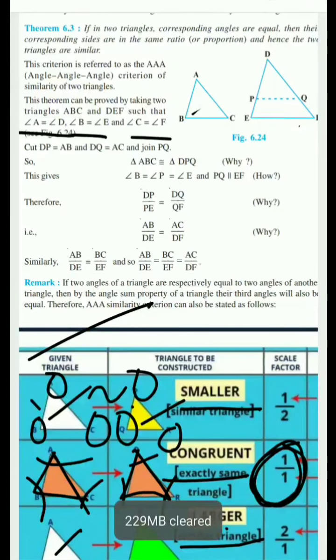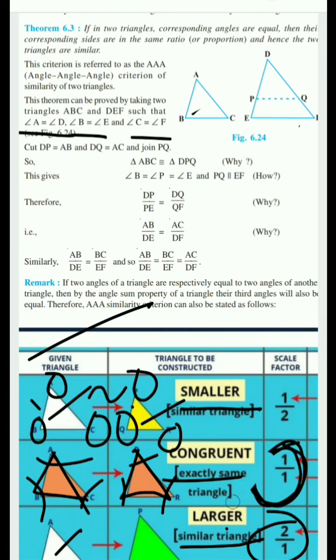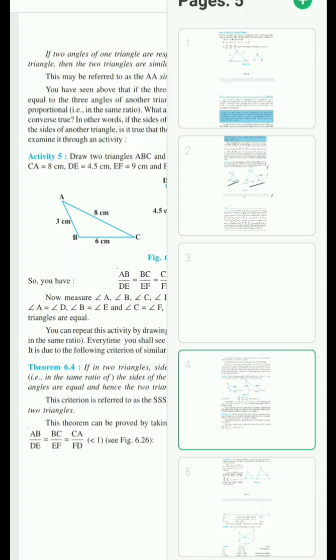Then what do we have to do? So the ratio will be 2:1. Okay, but they are similar to each other. So here we talk about the similarity and congruency of triangles, and how they are useful to us, that we will do.